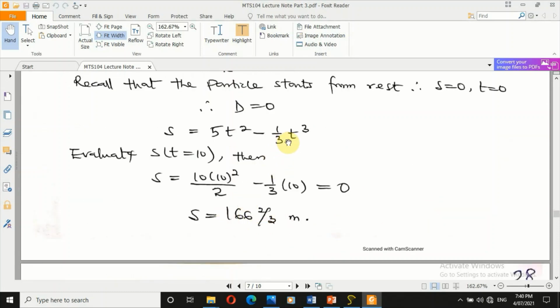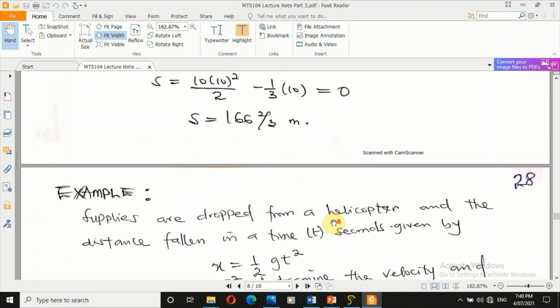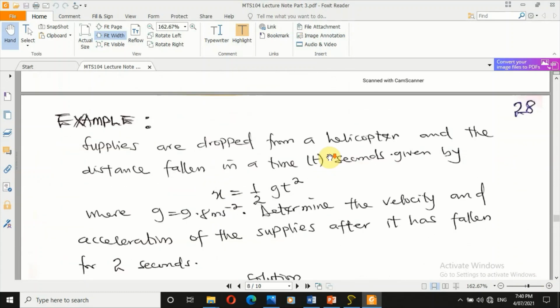So the question is this: at t equals 10, that is when the particle will be at rest. Then let's try to find the displacement. So you put t equals 10 here, then you find this to be your answer. So let's hurry up and go to the next question.